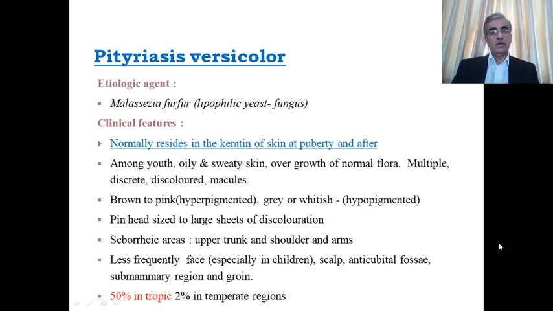So youth with oily and sweaty skin, with overgrowth of the normal flora Malassezia furfur, have the clinical picture of pityriasis versicolor, which is multiple discrete discolored macules with bran-like scaling. The color can be brown to pink in the hyperpigmented type and gray to whitish in the hypopigmented type. The lesions range from pinhead size to large sheets of discoloration, and the commonly involved area is the seborrheic area, upper trunk, shoulder and arm. Less frequently the face, especially in children, scalp, antecubital fossa, submammary region and groin can also be involved.